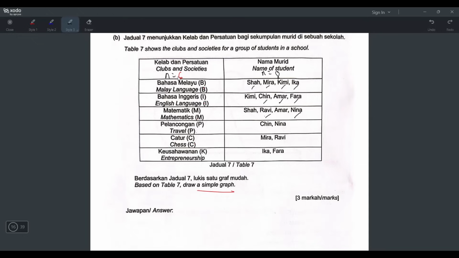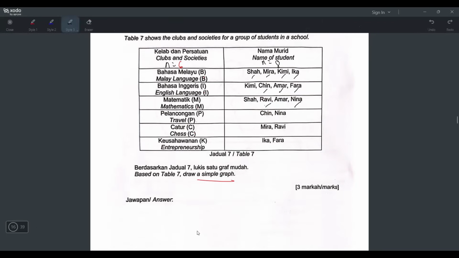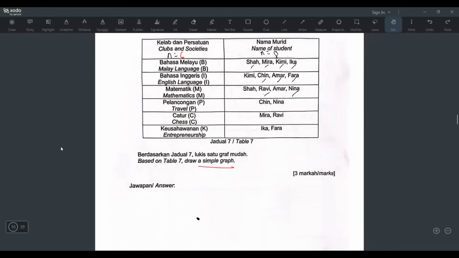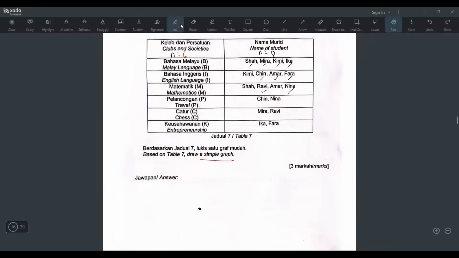Okay, usually the one yang sikit kita jadikan vertex. The one yang sikit we jadikan vertex. Okay. So 6 and 8, which one smaller? Which one has a lesser end? The end is smaller for the club, right? So it means later you jadikan you punya vertex represents the club, and then the edges you use the edges to represent the students.